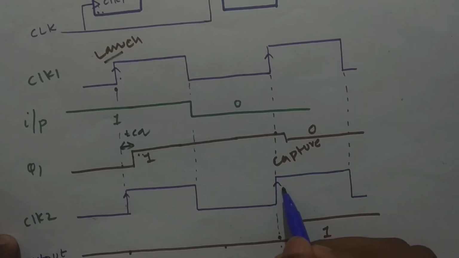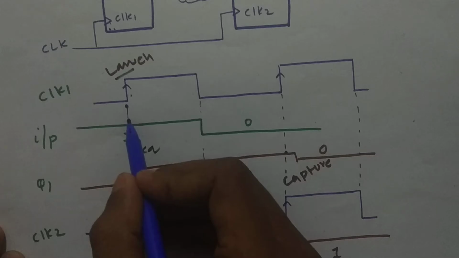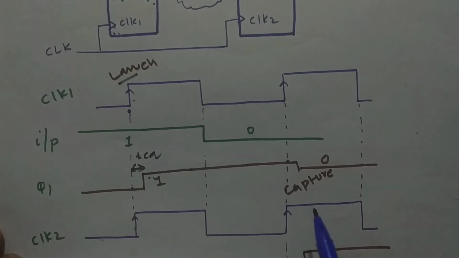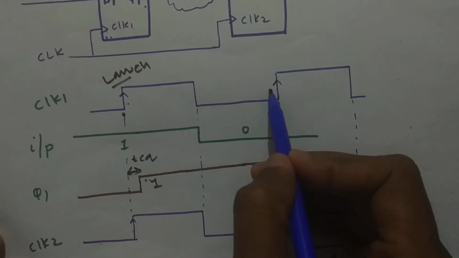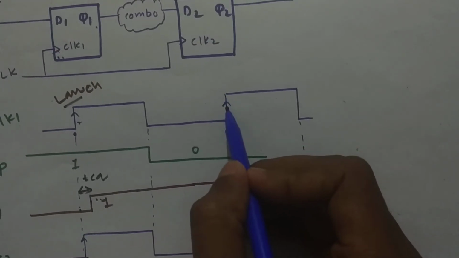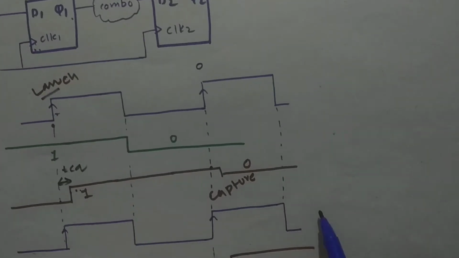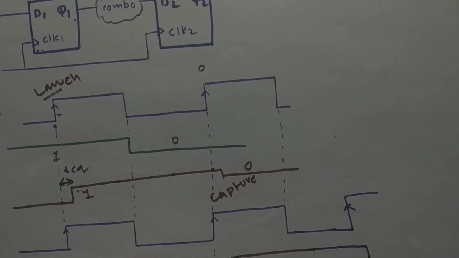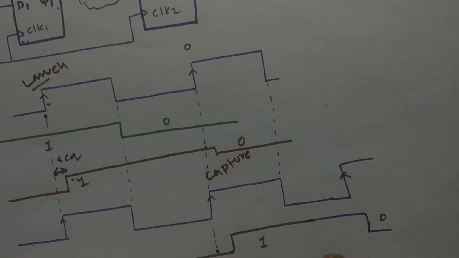So this is our capture edge. Whatever is seen over here is captured after one clock delay, one time period. If you launch over here, it will be seen here. Suppose 0 is launched over here, it will be seen after one more clock period, so 0 will appear over here. I hope you are getting this. This is a crucial point.